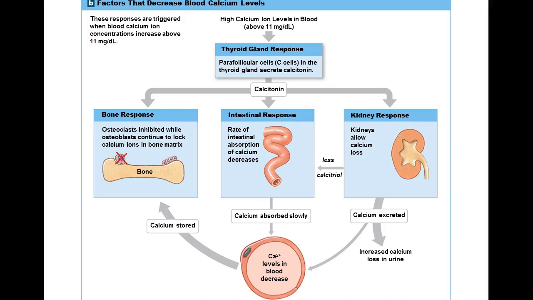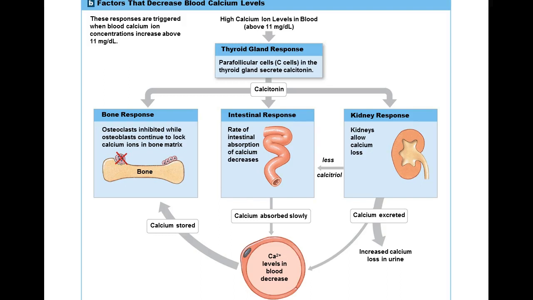What will happen is a message will be sent to the thyroid gland, and the parafollicular cells, the C cells in the thyroid gland, will secrete calcitonin. That causes osteoclasts to stop their work, so inhibit them, so that calcium is not broken down.